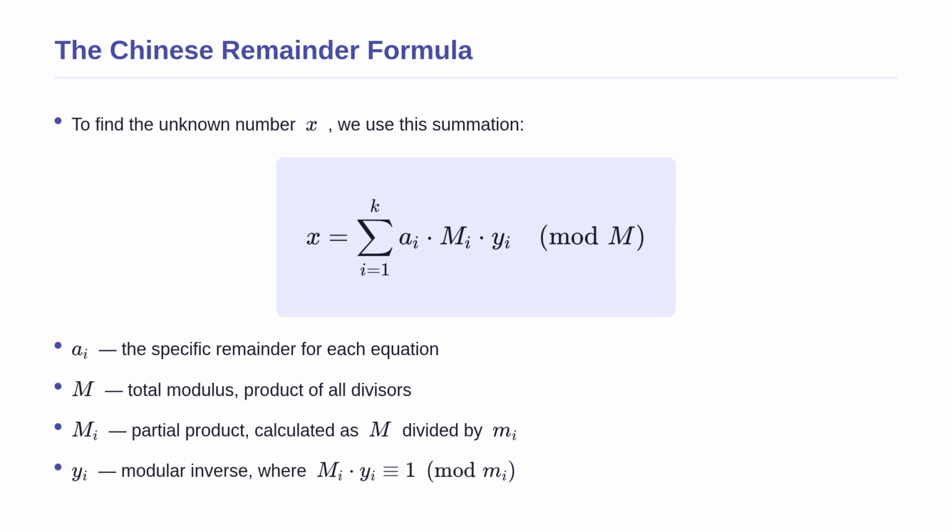Finally, y sub i is the modular inverse. This acts like an on and off switch. When you multiply the partial product by this inverse, it turns on the remainder we want for that specific equation, while effectively becoming invisible to all the other equations in the system. If any divisor increases, the total modulus M grows significantly, expanding the distance between repeating solutions.